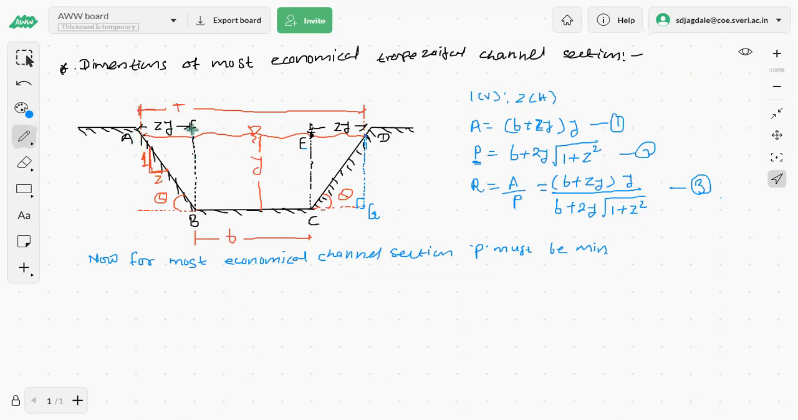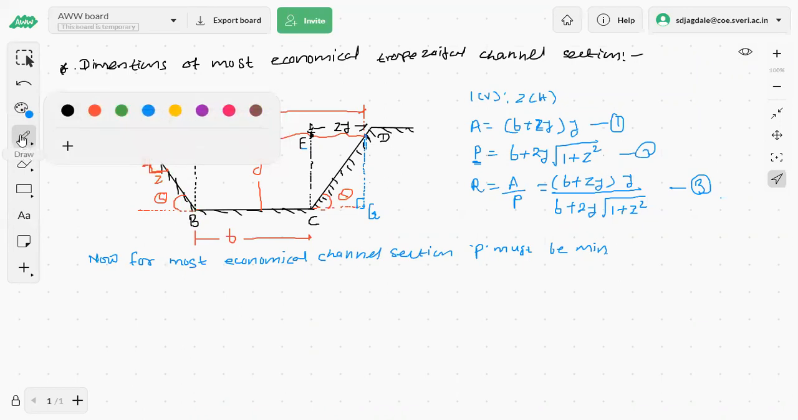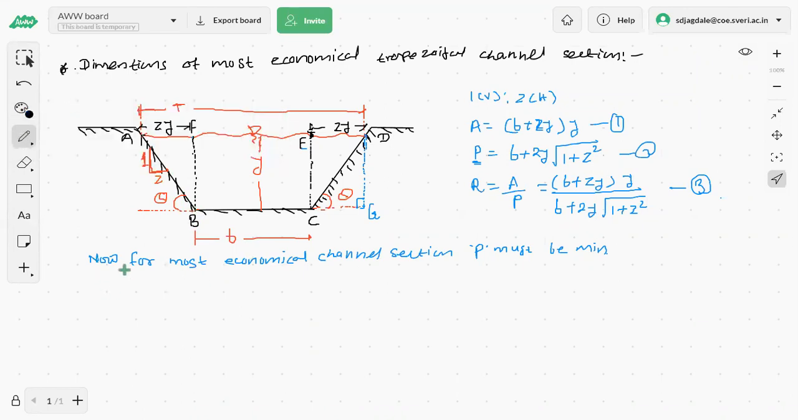So consider this triangle AFB. From the triangle AFB, we will go for the Pythagoras theorem, because we know the base as zy, the height as y, and we want to calculate the hypotenuse AB. So what relation will you get over here? By Pythagoras in triangle ABF, AB square is equal to AF square plus FB square.